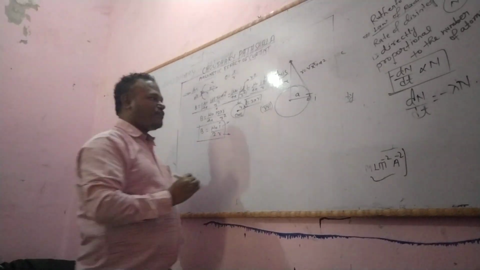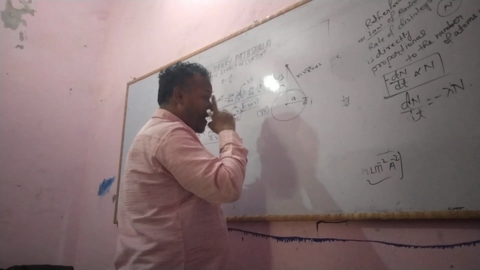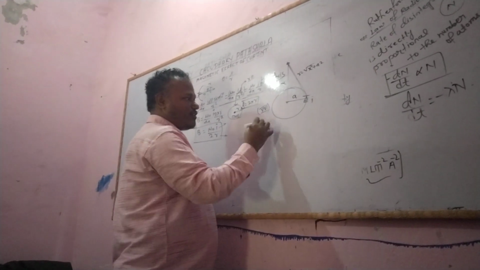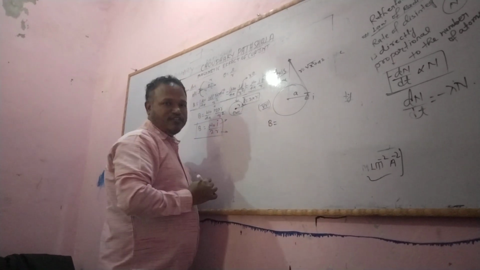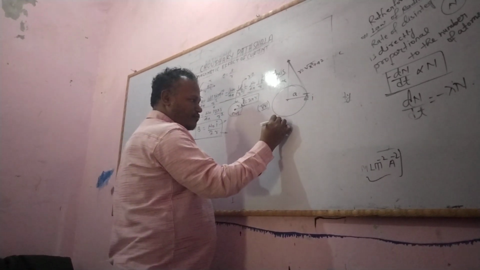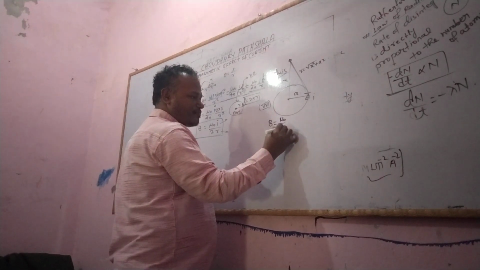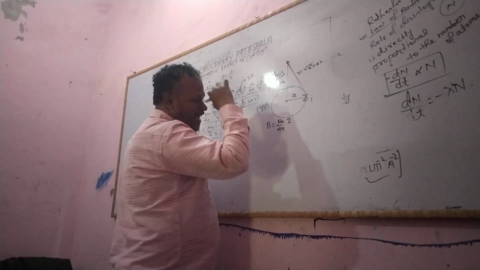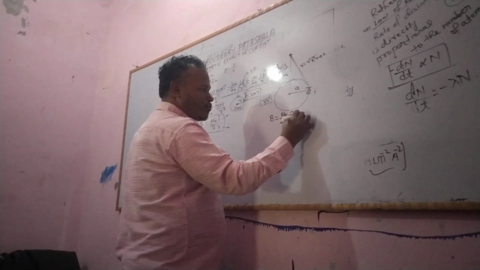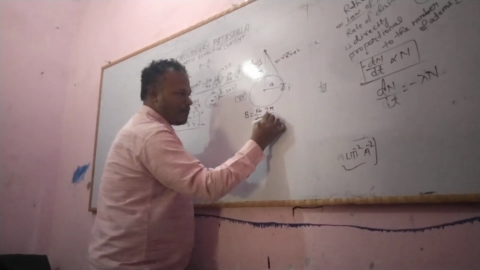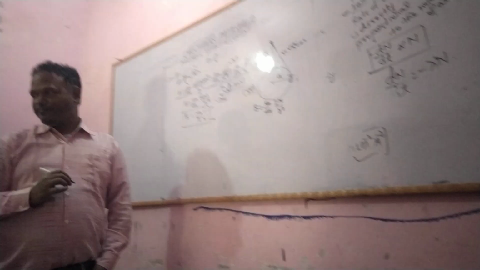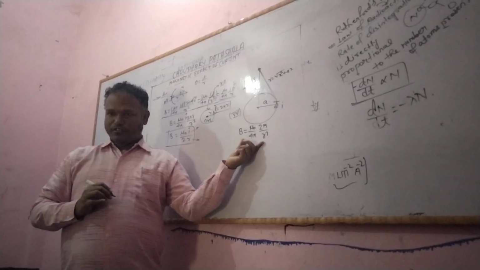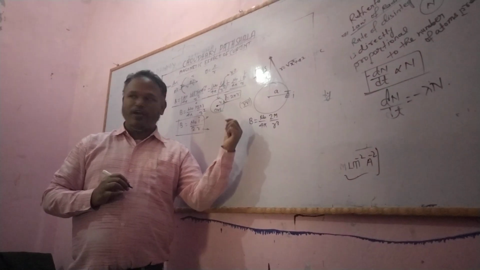The magnetic field at the axis of a circle is given by B equals mu naught upon 4 pi, that can be written as 2m upon r cube. Are you understanding? This is a very short formula. B is equal to mu naught upon 4 pi, 2m upon r cube.